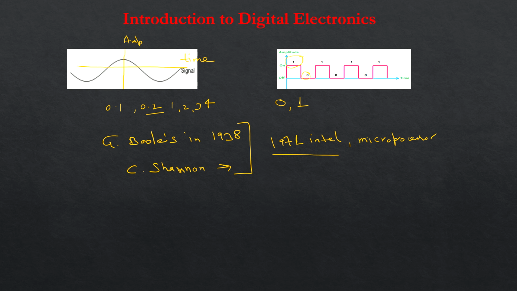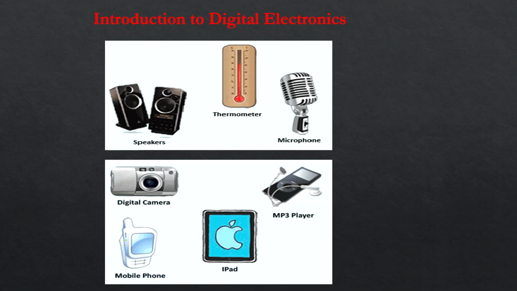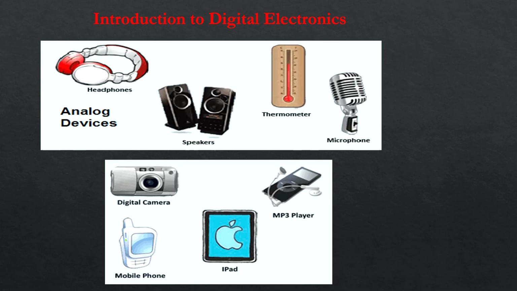There are so many. You can see on the screen the speaker, thermometer, and microphone. Another type of devices are digital camera, mobile phones, iPad, mp3 player, and so on. Now you can see here the first class is analog in nature. We also include headphones in that. And the second class is digital in nature.